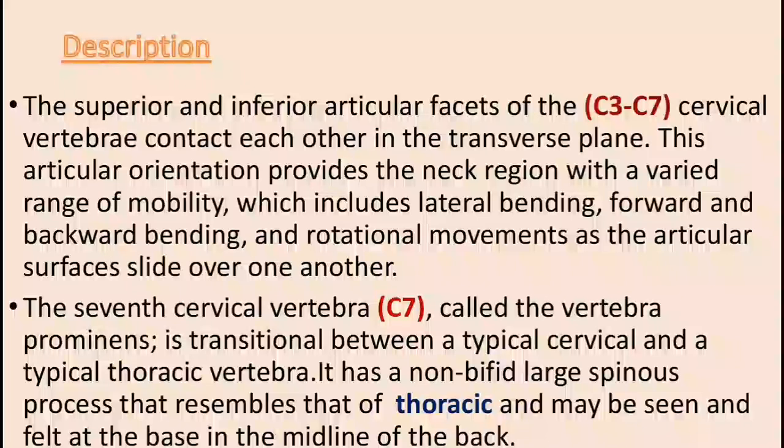The seventh cervical vertebra, C7, called the vertebra prominens, is transitional between a typical cervical and a typical thoracic vertebra. Why? It has an unbifid large spinous process that resembles that of thoracic vertebrae and may be seen and felt at the base in the midline of the back. That marks the end of our description about cervical vertebrae.